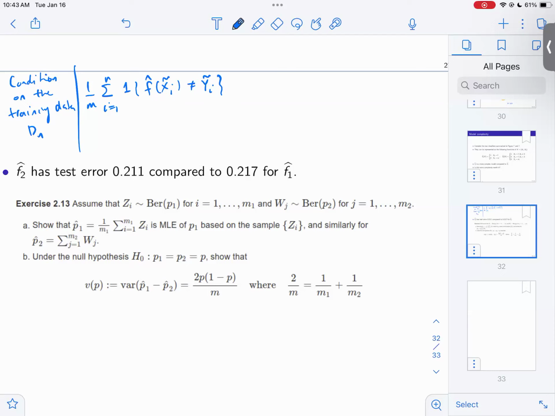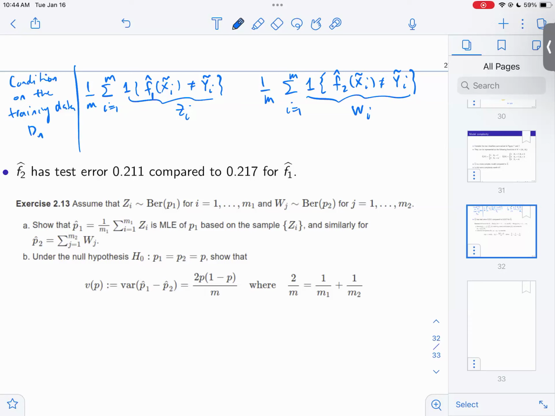So think of these as Z_i. This is f hat 1, and I have m test samples, i from 1 to m. Let's say I'm testing on the same test data. And then I have f hat 2 of x_i not equal to y_i; call these W_i. So I have an average of Z_i and an average of W_i. These are my two test sets.